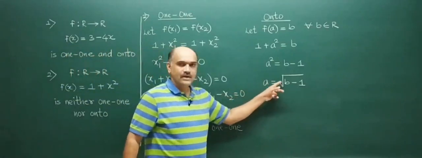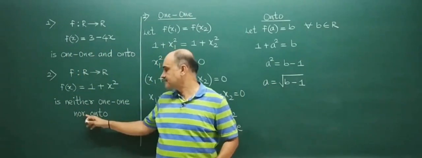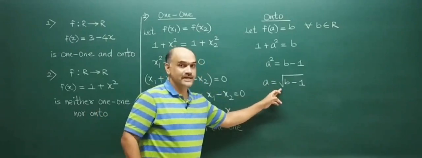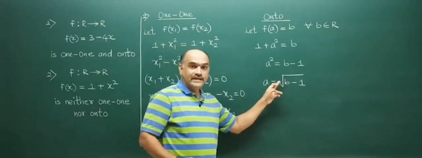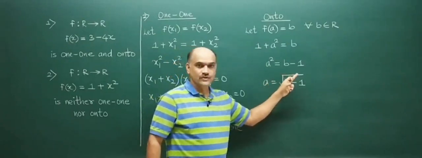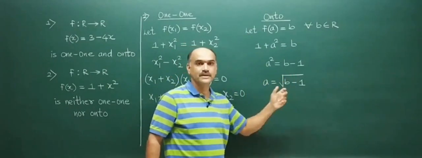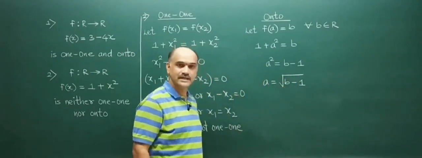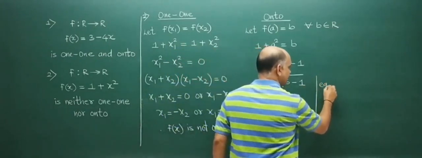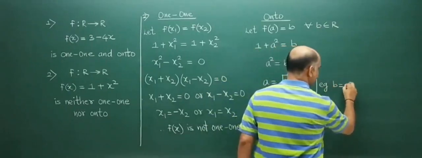Now is this real or not, you are required to check. As he has given, it is not onto. Not onto means it will not be a real number. Why it is not a real number, you can check. If inside the square root you get a negative number, then it is complex, not a real. Now here I will just take an example.